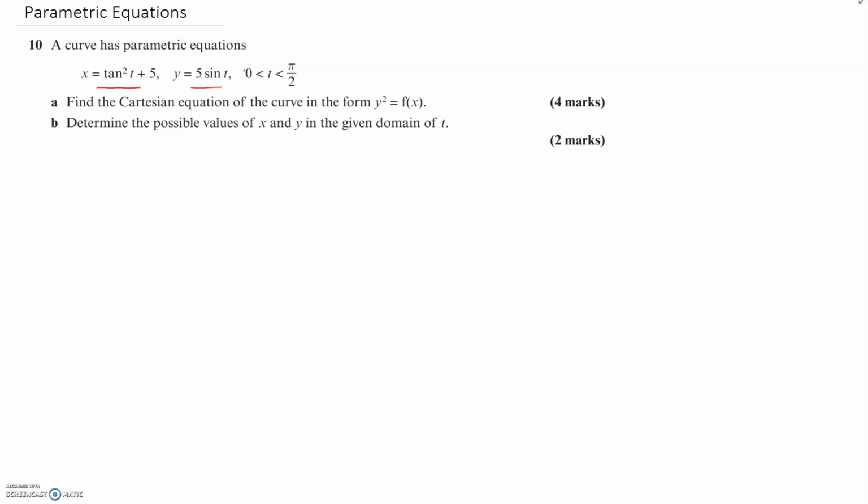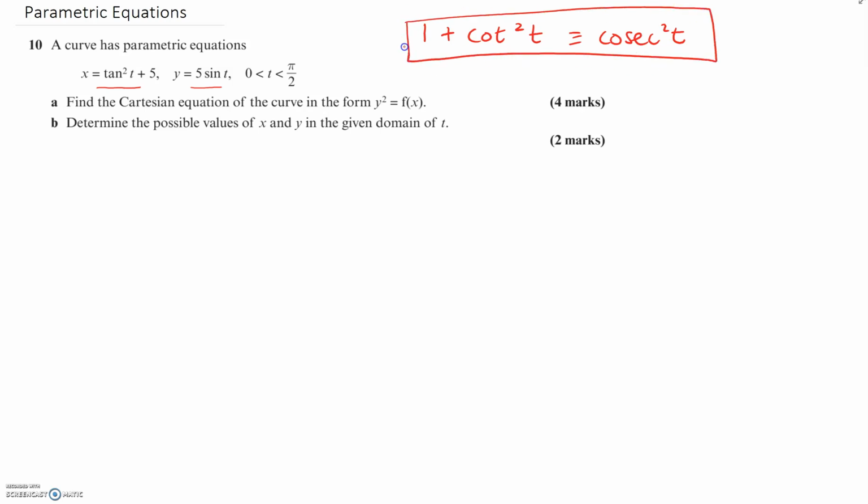And one thing comes to mind, which is that tan squared can be turned into cot squared, so that's a possibility, and sine t can be turned into cosec t. And so there is an identity that links those two, which is this one. So 1 plus cot squared t is cosec squared t. So that's the identity that I'm going to have in mind for this one.